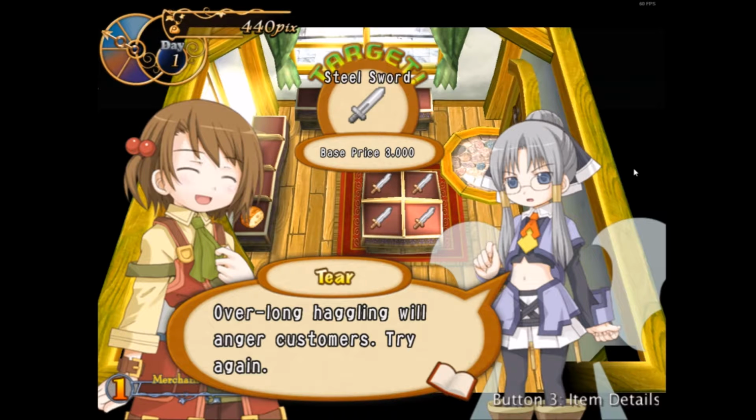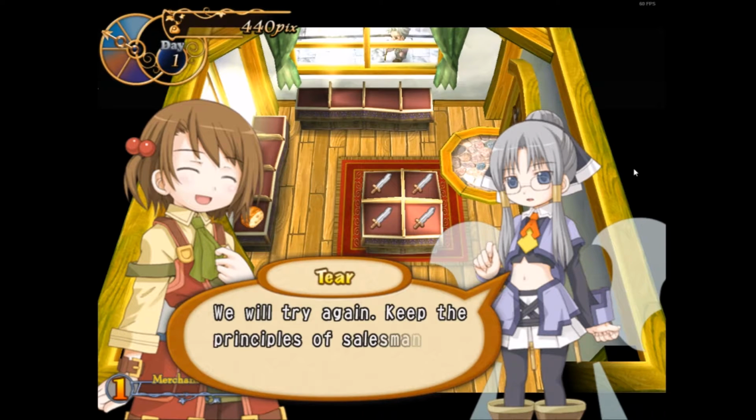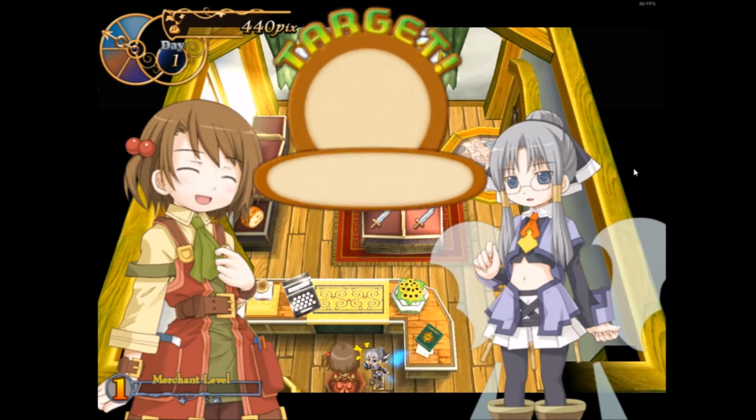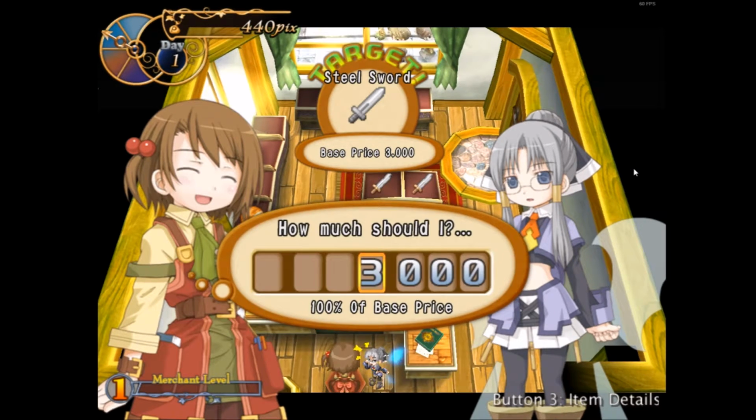Overlong haggling will anger customers. Try again. Ah, okay, nochmal. Okay, okay, okay. Also man muss wahrscheinlich wirklich unter 30% gehen. Angenommen, ich gehe jetzt direkt... Sagen wir mal... dahin.